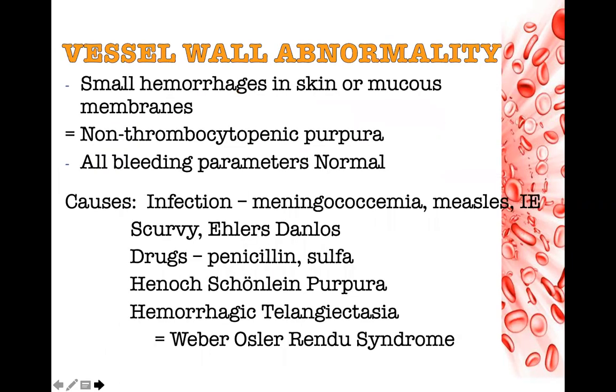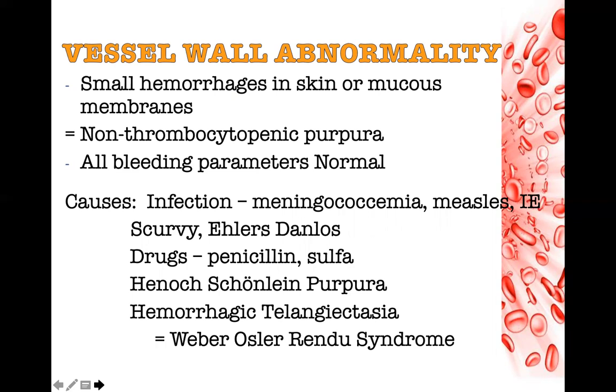Let's talk about vessel wall abnormalities. They would produce small hemorrhages in the skin or the mucous membranes. These are what we call the non-thrombocytopenic purpura, and we presume that all bleeding parameters are normal.